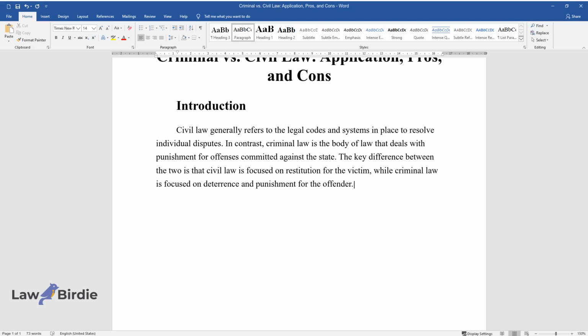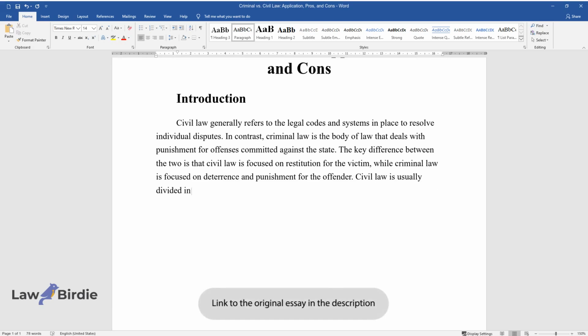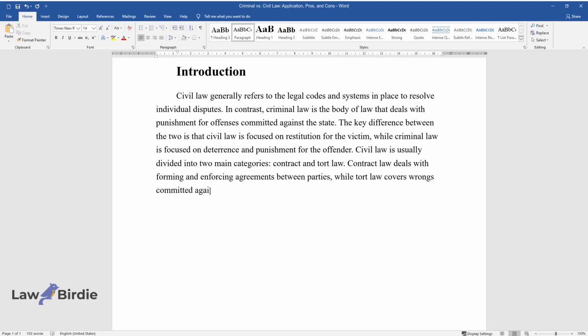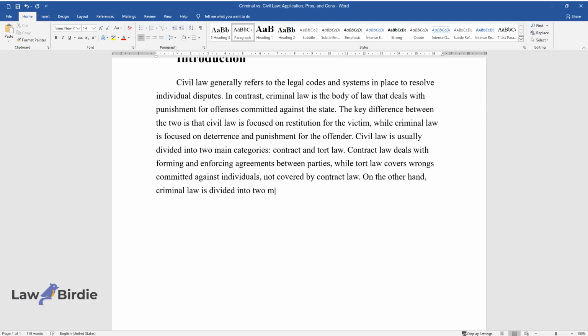Civil law is usually divided into two main categories: contract and tort law. Contract law deals with forming and enforcing agreements between parties, while tort law covers wrongs committed against individuals, not covered by contract law. On the other hand, criminal law is divided into two main categories: felonies and misdemeanors.